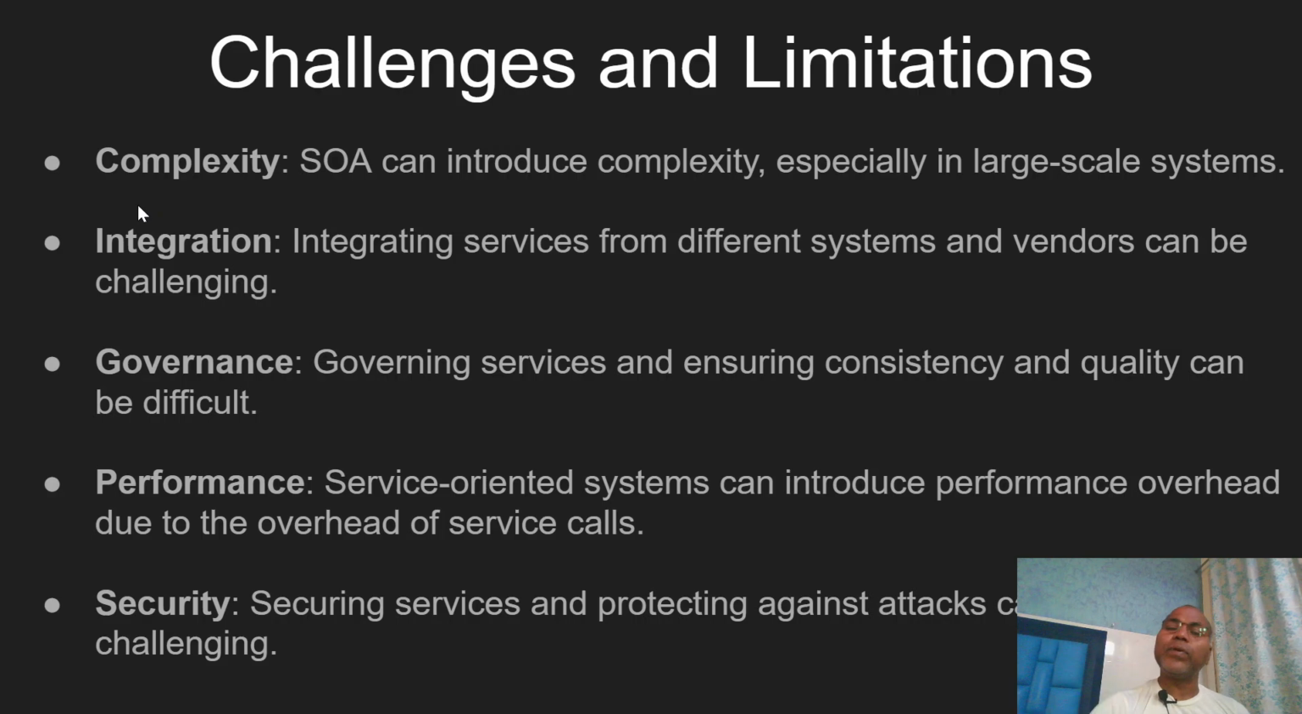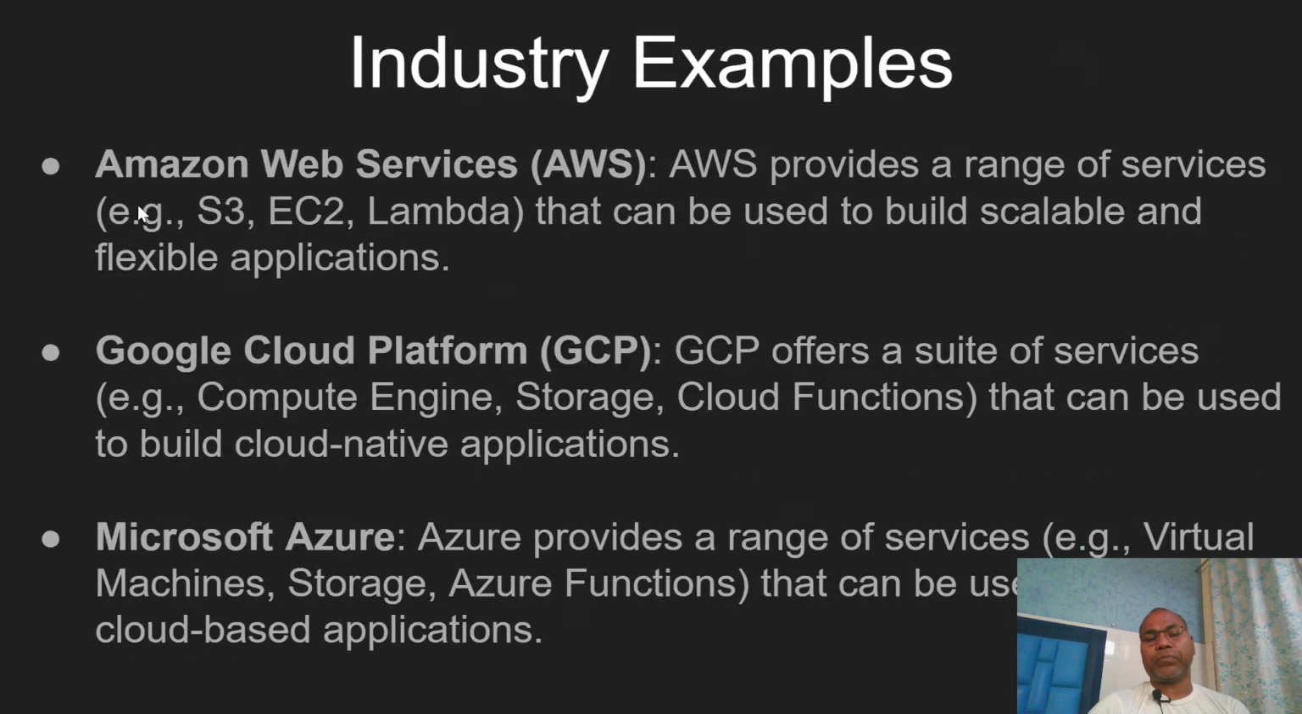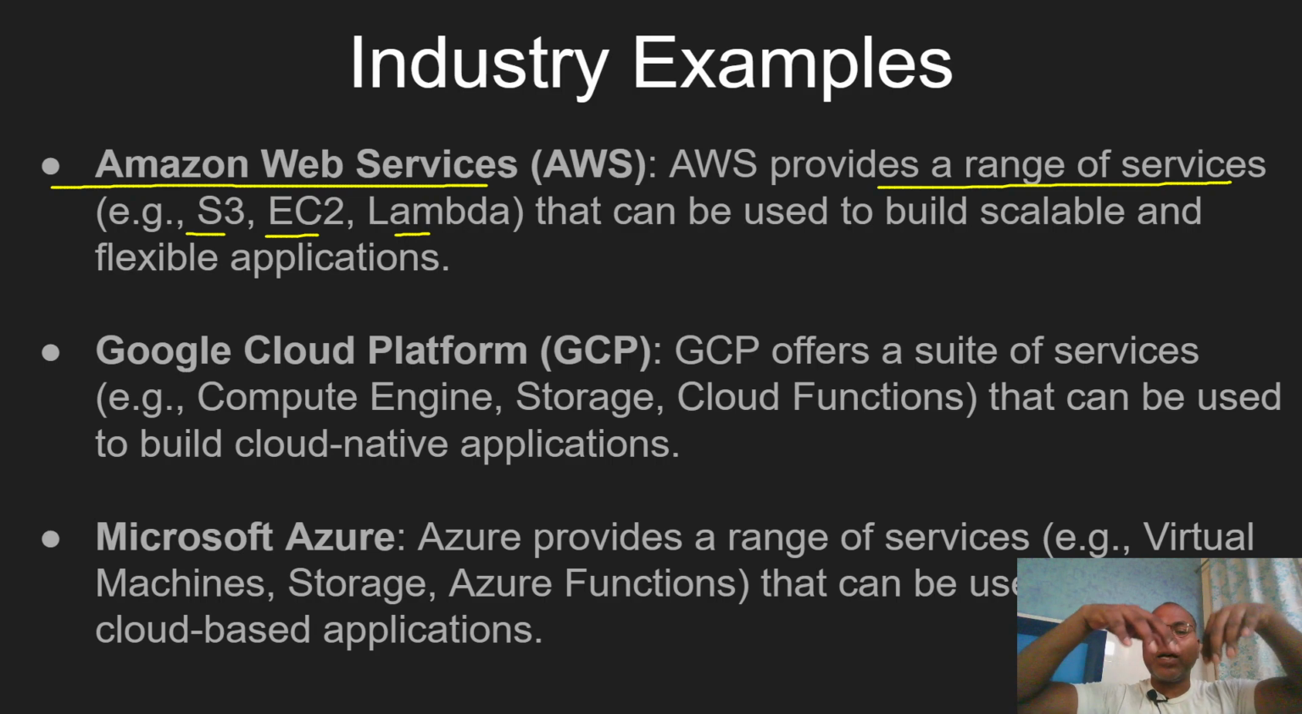So these are the kinds of limitations and challenges we have to know about with these architectures. And if we talk about industries that are already providing such services, let's talk about AWS. Amazon Web Services provides a range of services like S3, EC2, and Lambda. Notice these are all different services that are still provided on one platform as a complete AWS platform. Internally they are all developed as independent services.